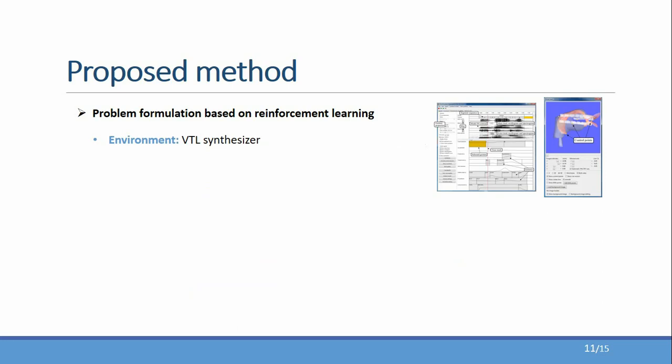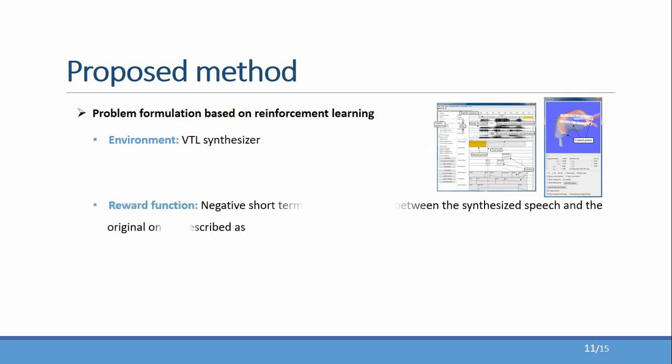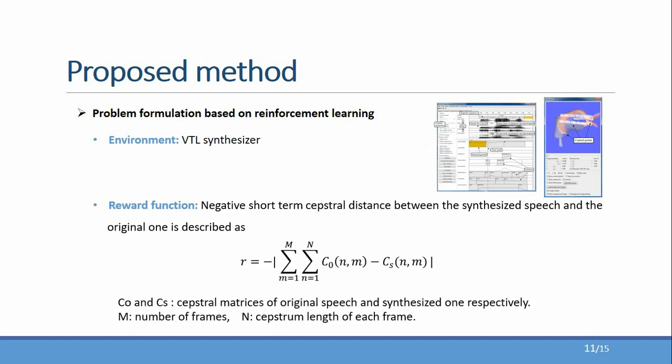The environment, as I described before, is the Vocal Tract Lab. The reward function is the negative short-term cepstral distance between the synthesized speech and the original one, as described here. CO and CS are the cepstral matrices of the original speech and the synthesized one. M is the number of frames, and N is the cepstrum length of each frame.